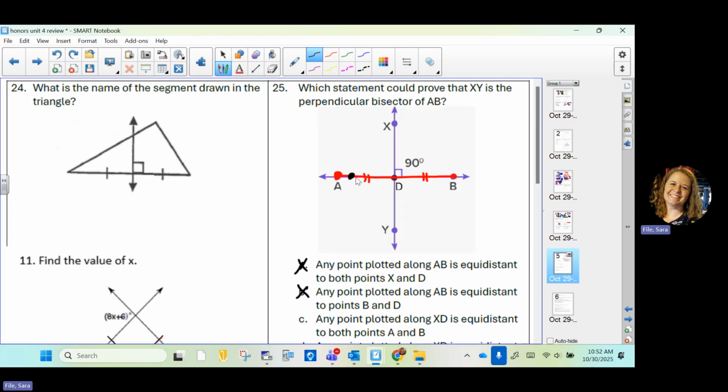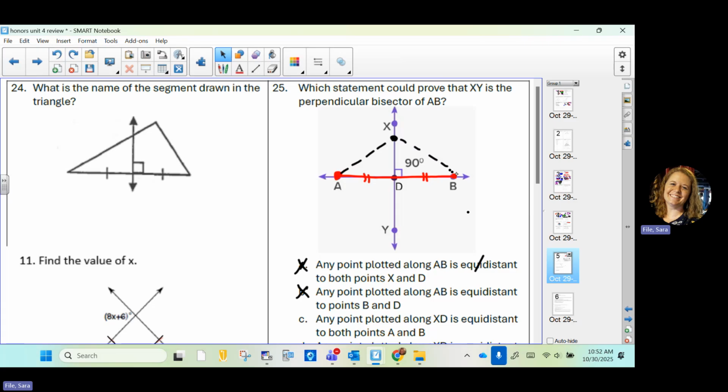Okay, those are all on the same segment. And so this is definitely closer to D than it is to B, because D is between it and B. Okay, so that one doesn't make sense either. Okay, any point plotted along XD is equidistant to A and B. So if I plot a point here between X and D, will it be equidistant to A and to B?